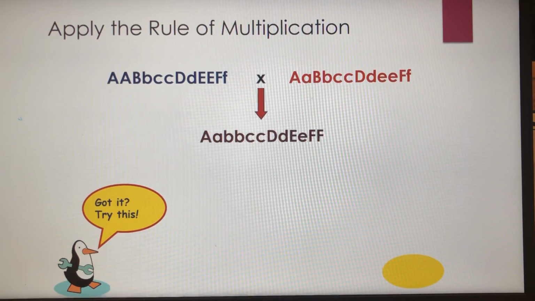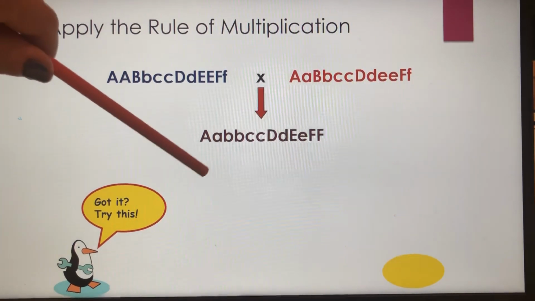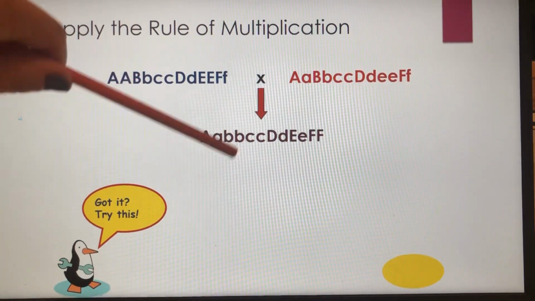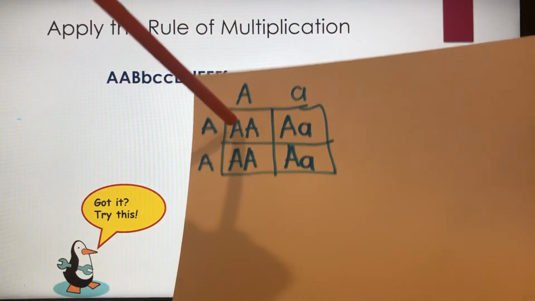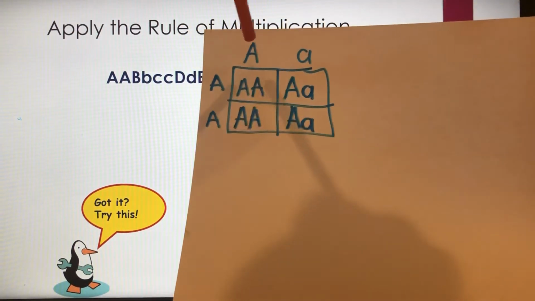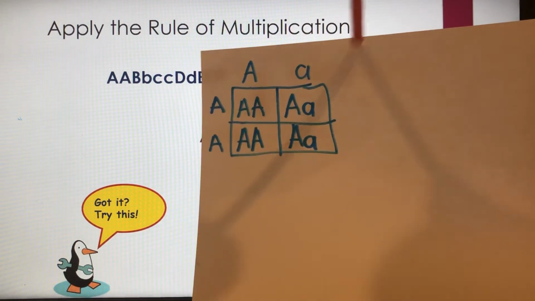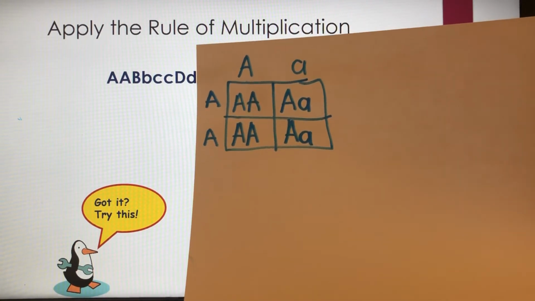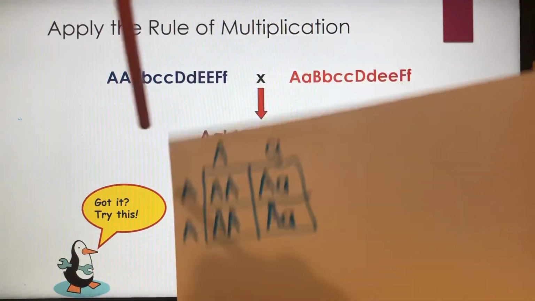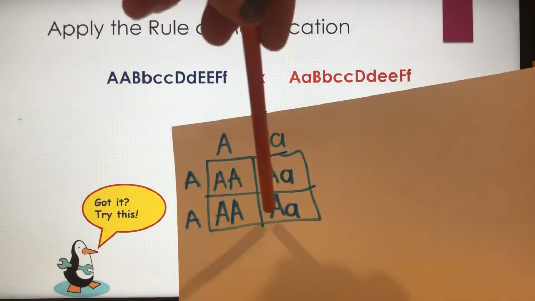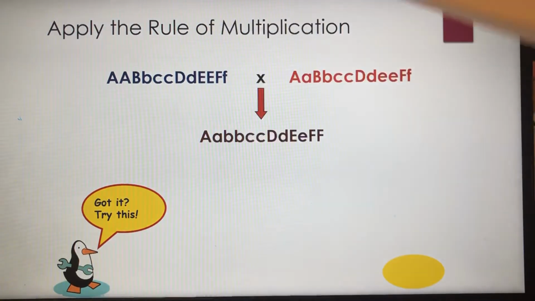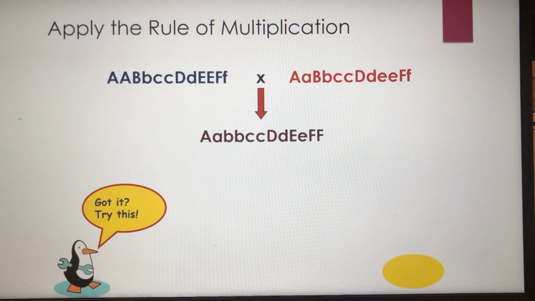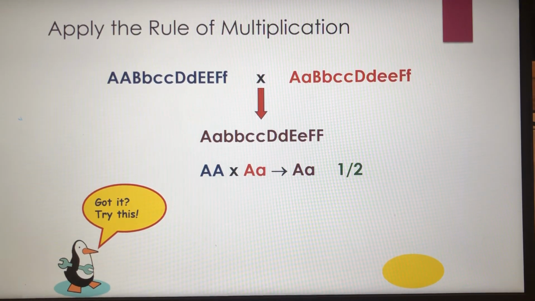So what are the chances of getting little a, big A? We'll draw the cross. Big A, little a cross with big A, little a, okay? And these are your offspring. They want to know what are your chances of getting big A, little a. You have a 50% chance or 1/2, okay? And that's what that's showing.